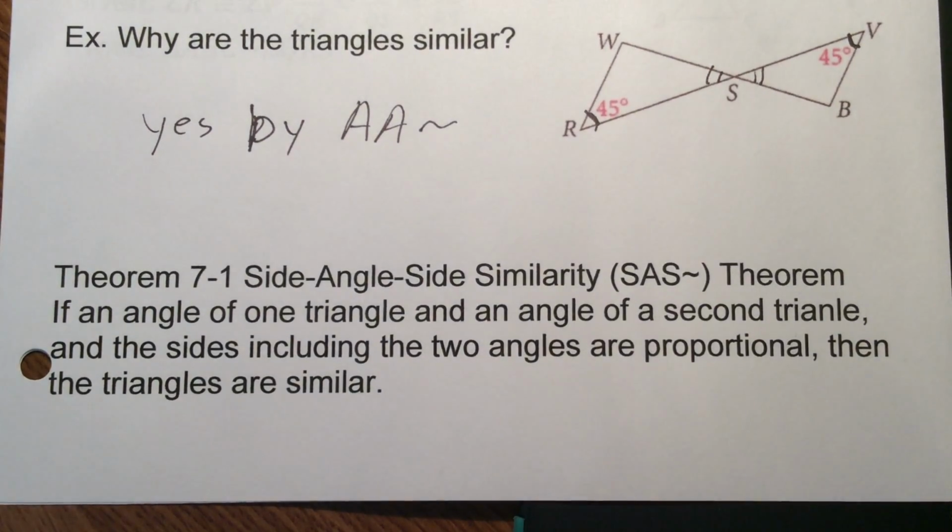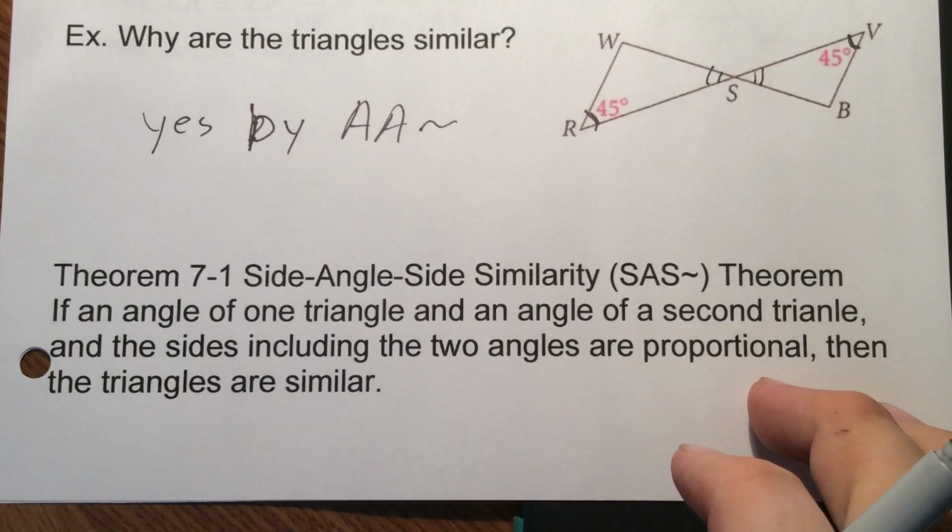We do have a theorem here now, Theorem 7.1, which is the side-angle-side similarity. So if an angle on one triangle is congruent to an angle on the second triangle, and the sides including those angles are proportional, then the triangles are similar. So we have one set of angles that are congruent, and the sides on either side of that angle are what that's meaning. If those are proportional with their corresponding sides on the other triangle, then we know that those triangles are going to be similar, sorry, not congruent.